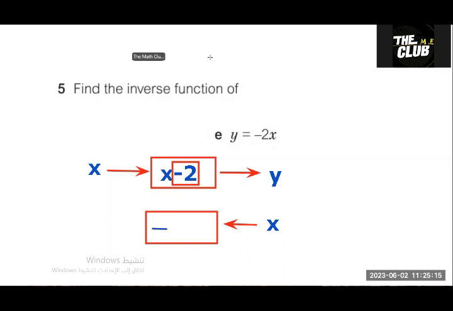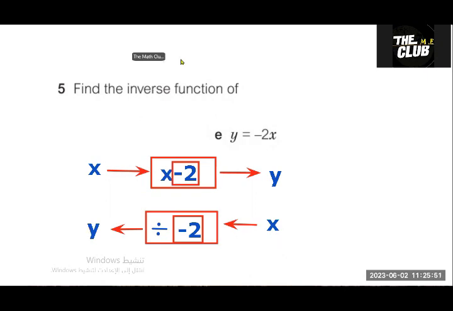Focus on the steps. If you do the right steps, you'll get the right answer. So here, dividing. Dividing what? Very good. Dividing by -2. Because first we multiplied by -2. Now we're dividing by -2. Focus on these steps and you'll be okay. Now I'm going to divide by -2 like this. And then at the end, I'm going to get y. Now, this is the inverse function of this function.